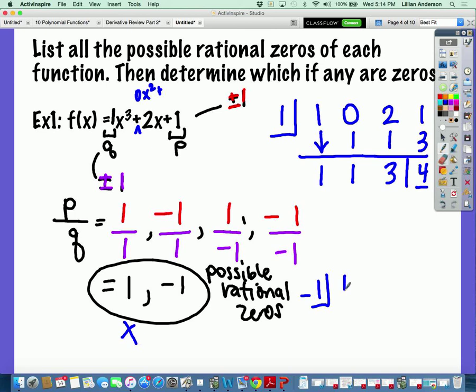So we're going to do the same thing for negative 1. We're going to use the original function here, write them out, again perform synthetic division. Bring down our first term, multiply.